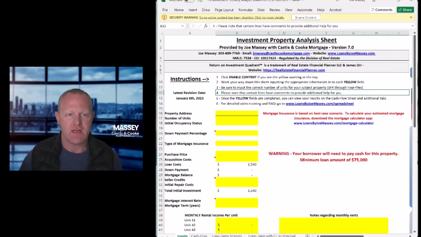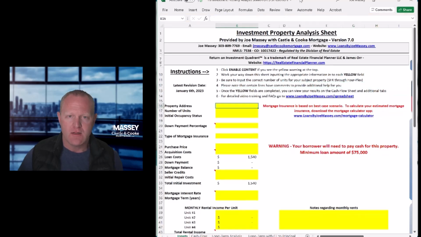So very first thing, when you open up the spreadsheet, there's going to be a link in the notes below that you can download it from our website, loansbyjoemassey.com. When you download anything from the internet, it often is going to give you the security warning up here at the top. The spreadsheet does have some macros and some programming built into it. So you might get this message that says, hey, some of this content has been disabled. Click here to enable content. So the very first step is you want to click that yellow ball. And now you can begin working in the spreadsheet.